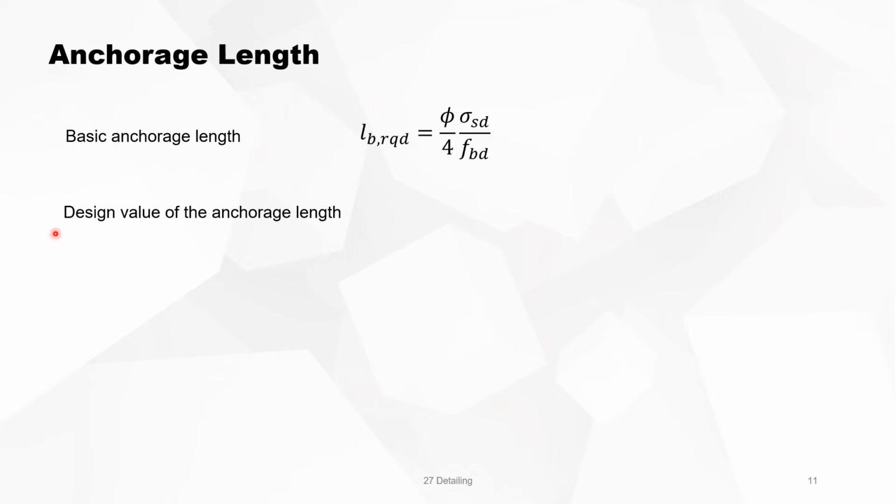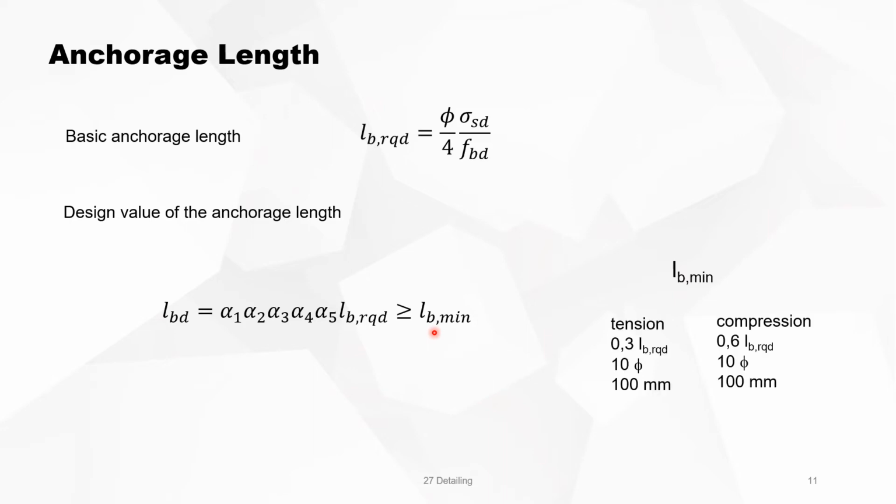So the design value of an anchorage length is then given as a multiplication of 5 coefficients and the basic anchorage length, and must always be bigger than a certain limit. And this minimum limit for tension equals 0.3 lb,rqd, 10 phi or 100 millimeters. So you can never have an anchorage length smaller than 10 times the diameter of the bar, never. And for compression, these are the values that are there for compression.